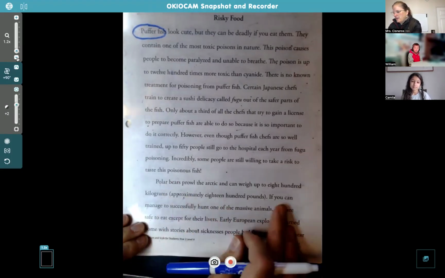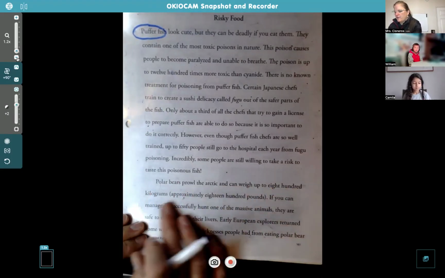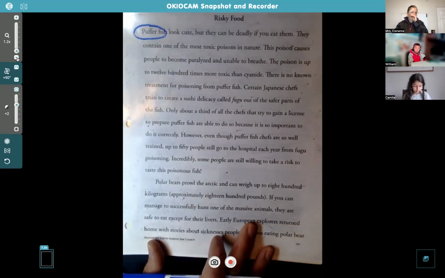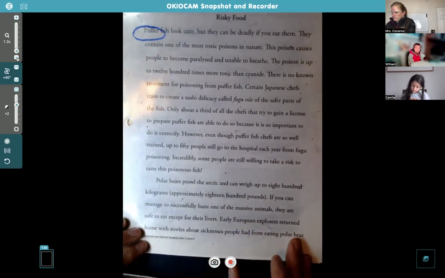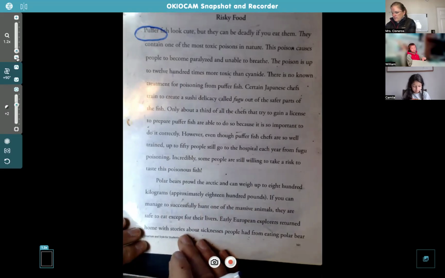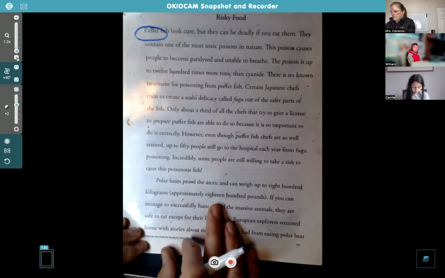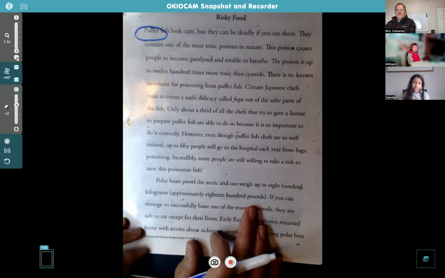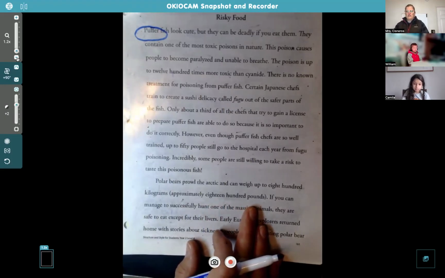Okay, down here at the second paragraph, I'm going to have Camila just read that first sentence and then we'll decide what animal that paragraph is going to be about. Polar bears prowl the Arctic and can weigh up to 800 kilograms. And then it tells a little bit more in parentheses. You could read that part. Approximately 1,800 pounds. That's crazy, isn't it? That's hard to imagine. Polar bears are huge.